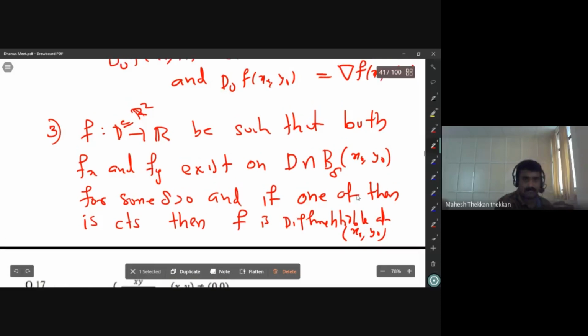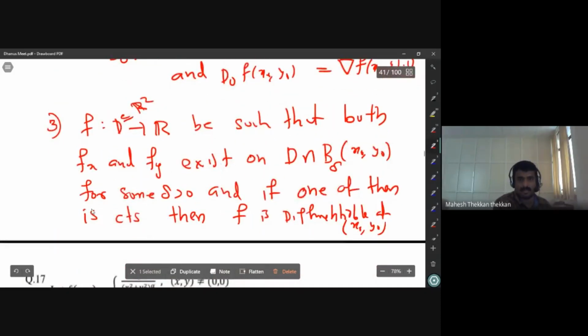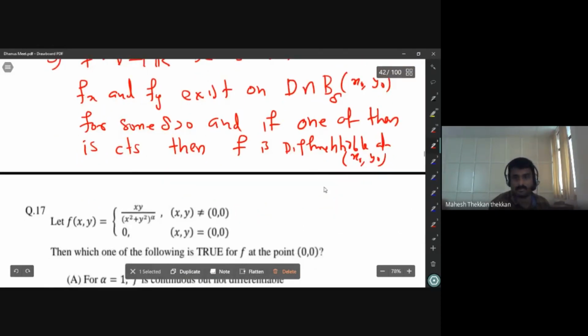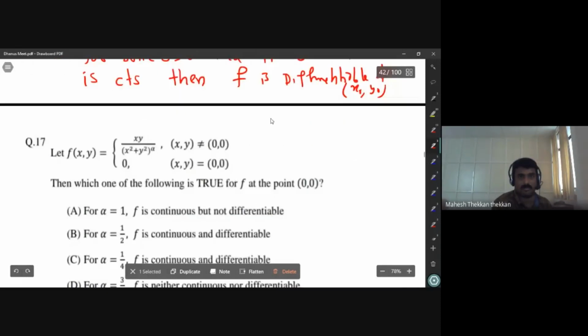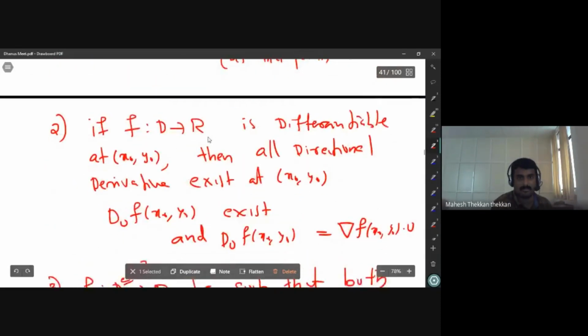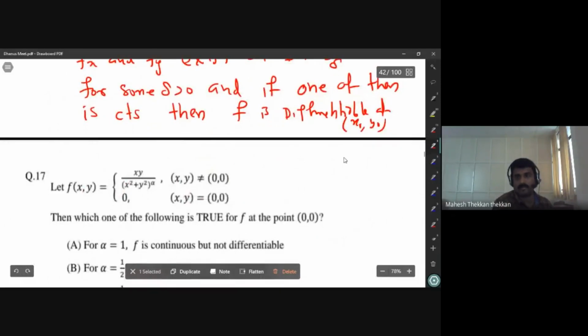This is the sufficient condition for f to be differentiable at a point x naught, y naught. The converse need not be correct. Suppose f is differentiable at some point, then automatically at that point the partial derivatives will exist, but it need not be true that the partial derivatives are continuous in a small neighborhood. It need not even exist in the small neighborhood. I will give an example. I don't have space, so I just simply write it here. You can work that out.